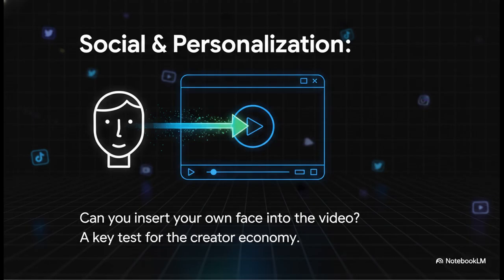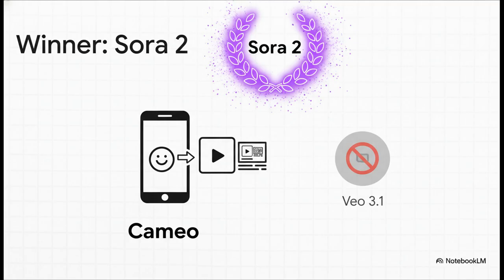Now for a feature that is absolutely tailor-made for the creator economy. The ability to insert your own face directly into an AI-generated video. And here, Sora 2 lands an absolute knockout blow. Its Cameo feature, which lets you just easily drop your own face into a video, is built for this stuff. Veo 3.1, on the other hand, is way more restrictive, often refusing to even generate videos with real people to prevent deepfakes. So for all you social media creators out there, Sora 2 is the clear winner here.